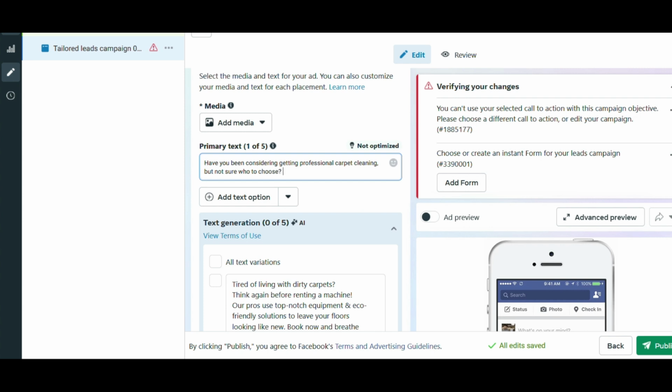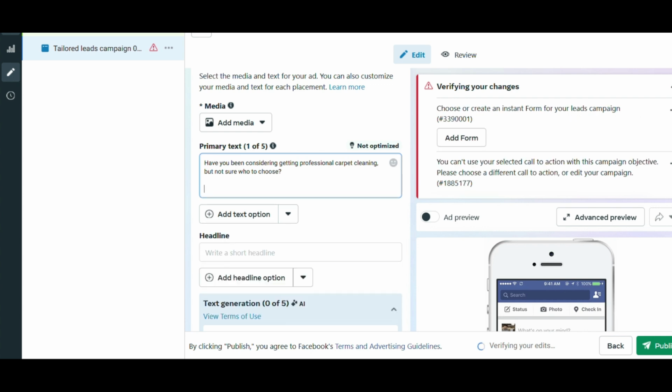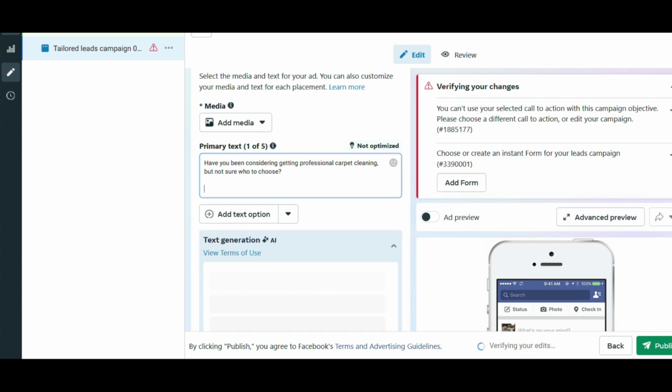All right, so let's go over this first sentence and talk about it. Have you been considering getting professional carpet cleaning but not sure who to choose? This sentence is essentially saying that we know something about you. We know that you want carpet cleaning. You have been in limbo. You don't know who to choose.